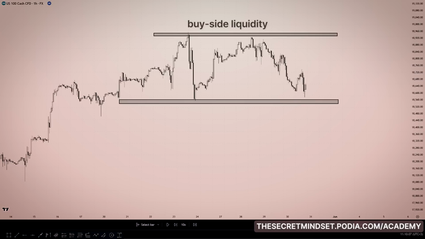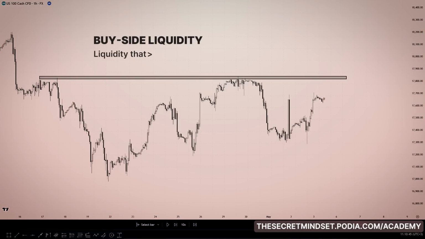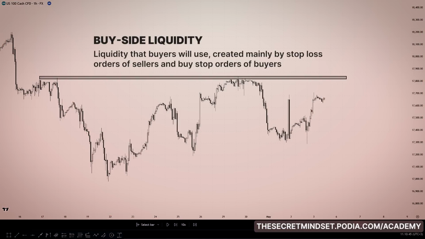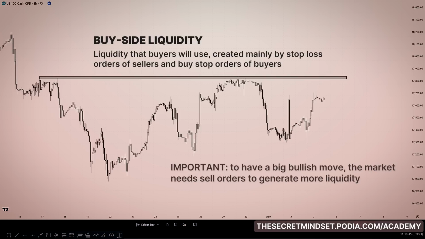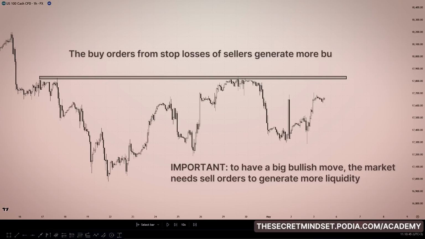Above these highs, we assume there's buy-side liquidity, and below the lows, we assume there's sell-side liquidity. Buy-side liquidity is all the liquidity that buyers will use, created mainly by stop-loss orders of sellers and buy-stop orders of buyers. In a bullish market, price often uses buy-side liquidity to fuel the next upward move. To have a big bullish move, the market needs sell orders to generate more liquidity. Also, the buy orders from stop losses of sellers generate more buy orders, which is why you often see a surge in buying when price breaks out.